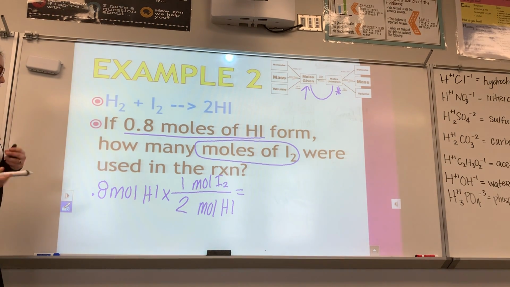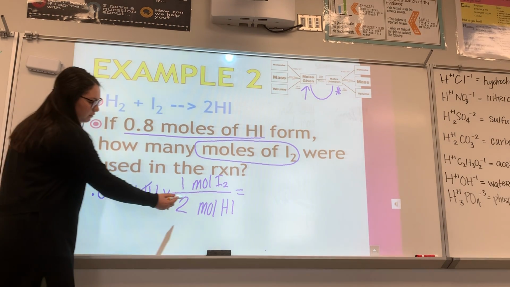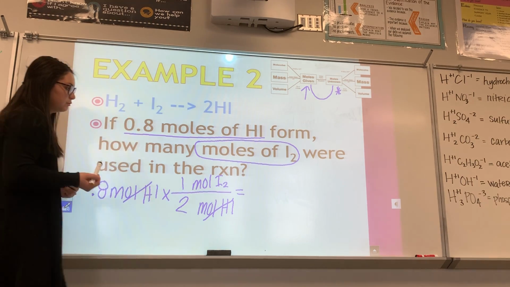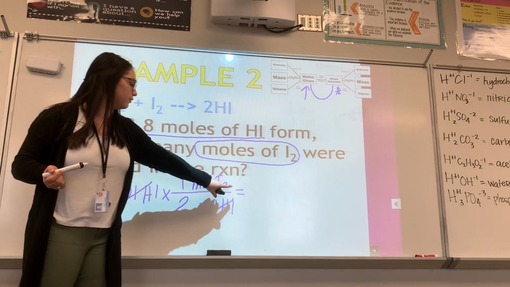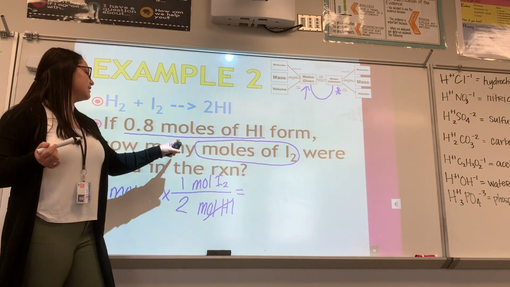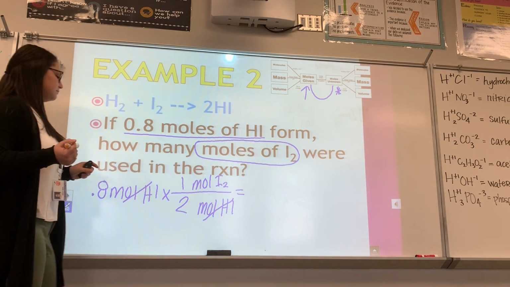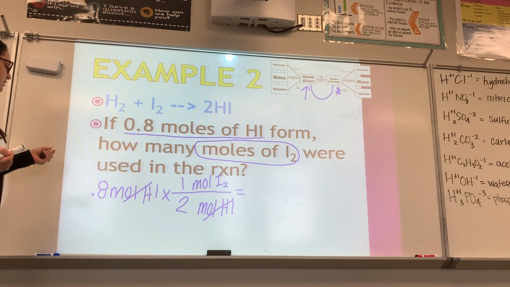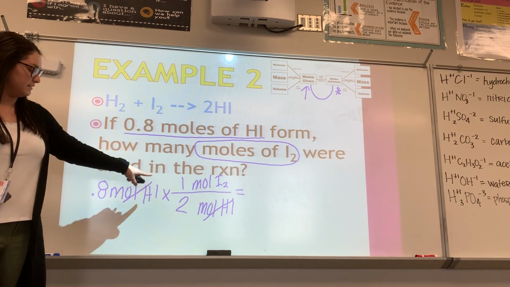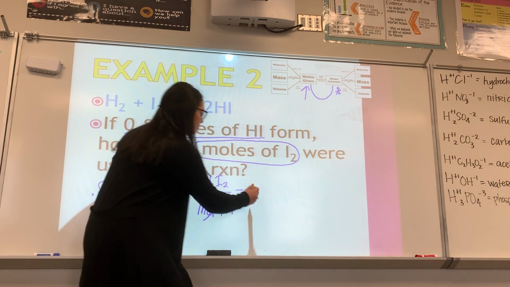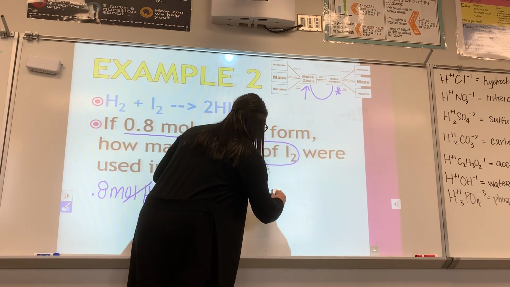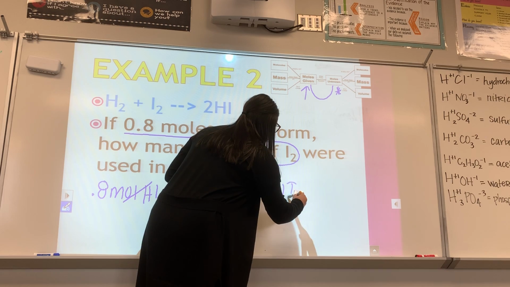My equal sign is next, so I make sure my units cancel. Moles of HI, moles of HI. I'm left with moles of I2. Whatever's left on the top right before your equal sign has to be the same as the thing you circled. It is the same for me, so I have 0.8 divided by 2 times 1, so 0.8 divided by 2 would equal 0.4 moles of I2.